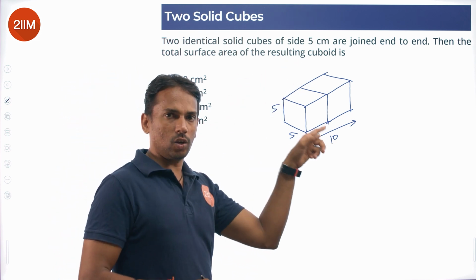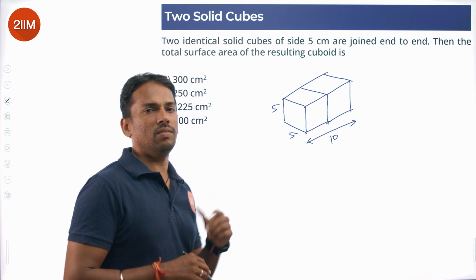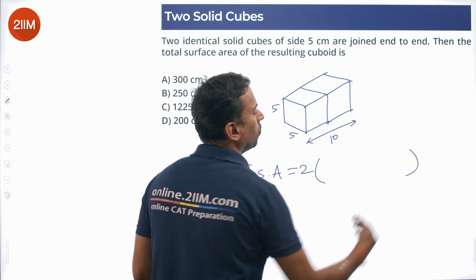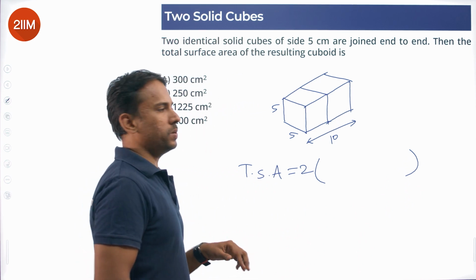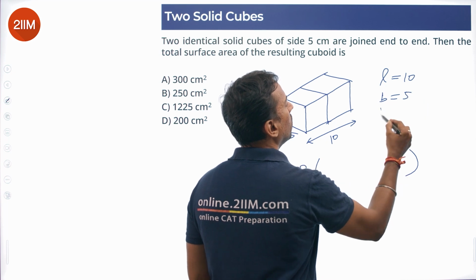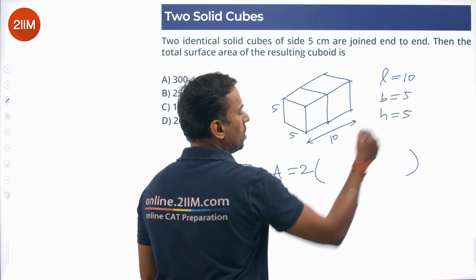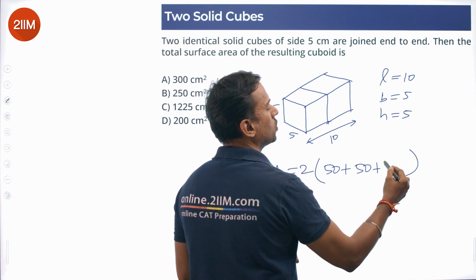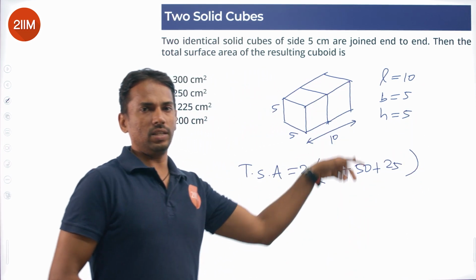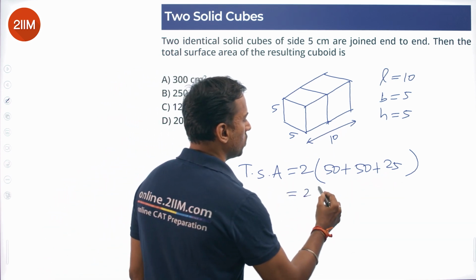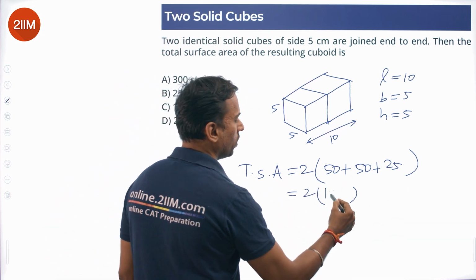Now this resulting cuboid's TSA we have to find. So what is TSA? TSA is basically 2 times (LB plus LH plus BH). Here L is 10, B is 5, height is 5. So LB 50 plus LH 50 plus BH 25. 10 5s are 50, 10 5s are 50, 5 5s are 25. That means this will be twice of (50 plus 50 plus 25), which is 125.